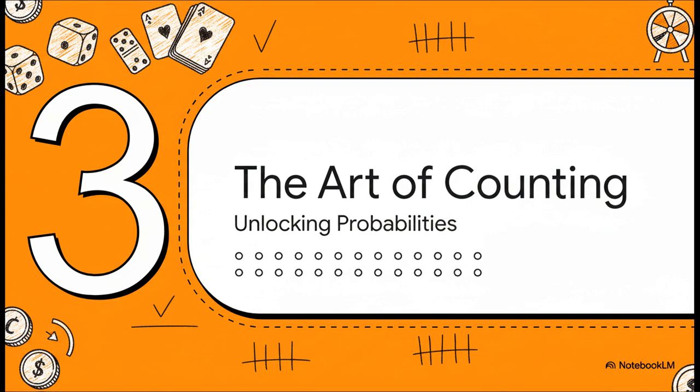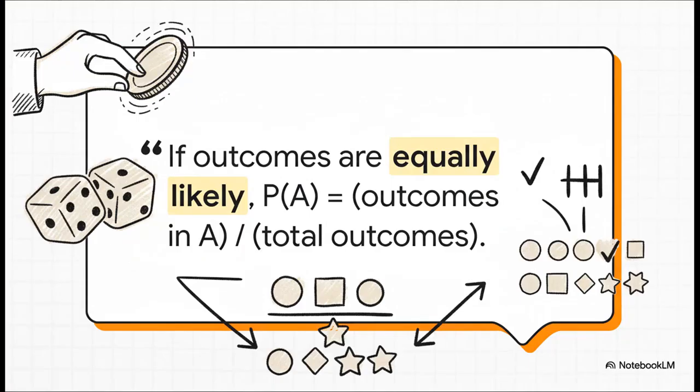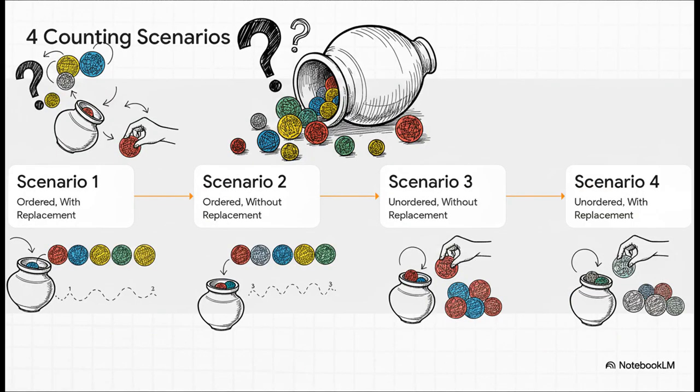Now that we have the vocabulary down, we need the most important tool in our entire toolkit for a lot of these problems: the simple but incredibly powerful art of counting. And this is why counting is so important. There's this thing called the equally likely principle. It just says that if all your outcomes are equally likely, like with a fair die or a fair coin, then figuring out the probability is surprisingly simple. You just count up the outcomes you care about, your event, and divide by the total number of outcomes possible. That's it. But, okay, counting can get really tricky, really fast.